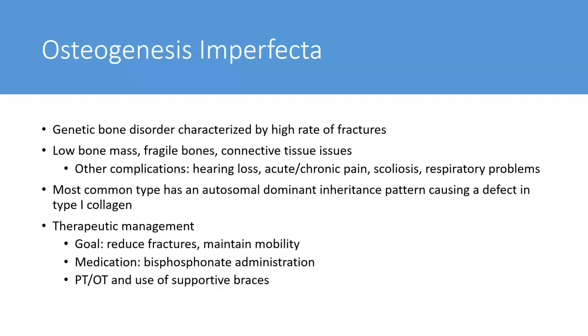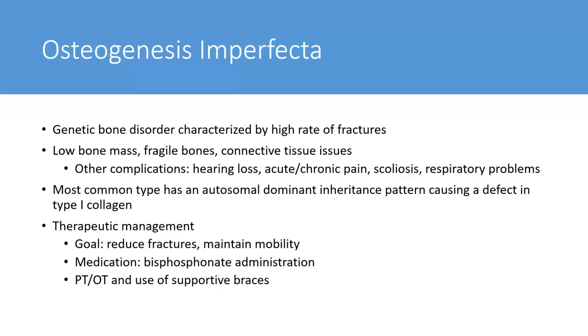The most common type of osteogenesis imperfecta is an autosomal dominant inheritance pattern, so they get the affected gene from one parent, and it causes a defect in type 1 collagen. This is the most common form of osteogenesis imperfecta, but you will see there are several types, some more mild and some very, very severe and not compatible with life, where we see the babies pass away typically in utero or hours after birth.